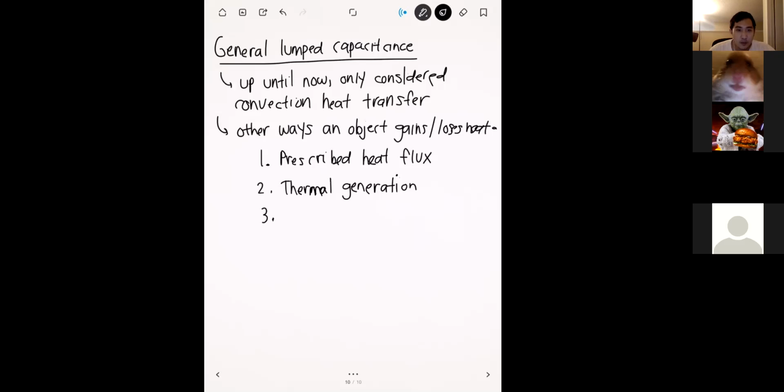A third way, which I'll admit for now we're going to neglect, is radiation. Radiation is kind of the black sheep of heat transfer that we'll ignore until the end of the class. But radiation is a valid form of heat transfer as well. If you apply radiation to an object, say you microwave something or you stand outside in the sun, then your temperature is going to change as well. Right now we're only considering convection heat transfer. But we can modify our lump capacitance method to account for all of these.